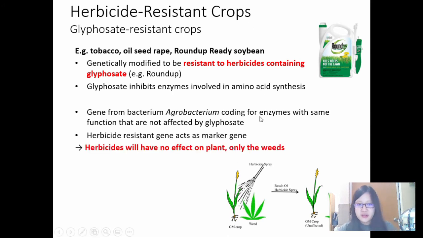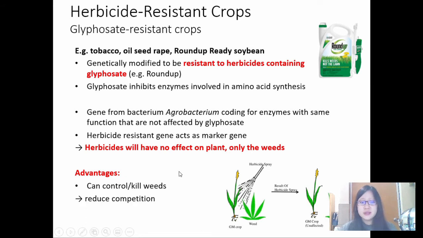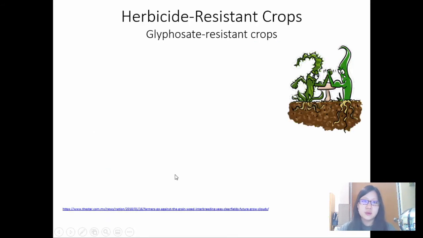Herbicides will have no effect on the plant, only the weeds. So you can see here, if you spray herbicide on GM crop and weed, the weed will die, but GM crop will not. Okay, let's talk about advantages first. You can control, you can kill weeds. It reduces competition for your crops and therefore increases yield because more nutrients can be sucked up by your own GM crop. There's less manual weeding needed. You don't need to worry so much.